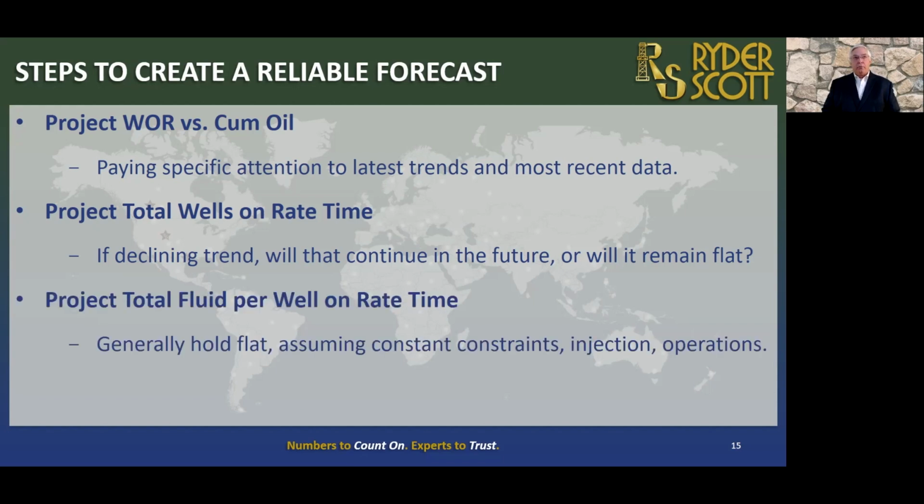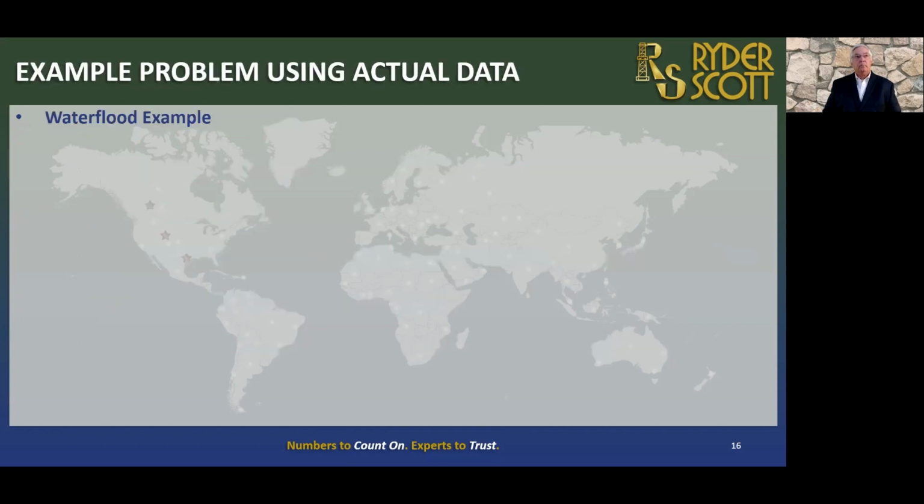Next, we'll project the total fluid per well on a rate time basis. Generally, I hold this flat, assuming that the constraints will be constant, the injection will be constant, and operations will be constant. And then we're going to take a look at the water flood example. I'll start up PHDwin in a few minutes, and then we'll go through this example. But the following steps are those that are required inside PHDwin.